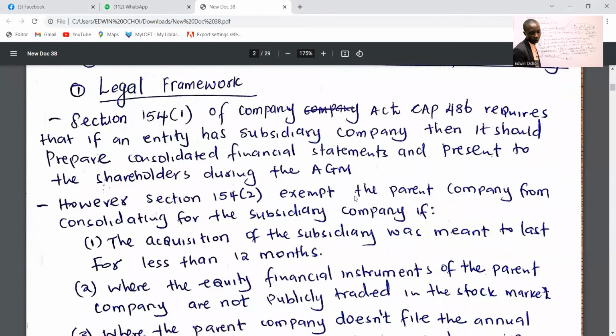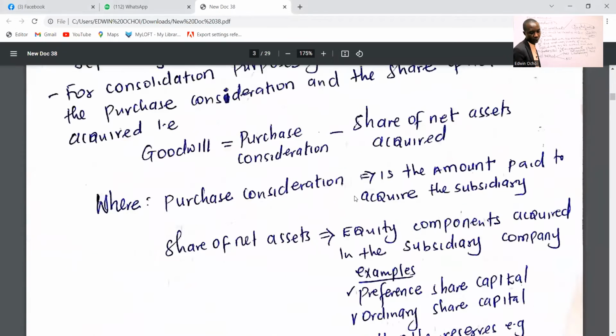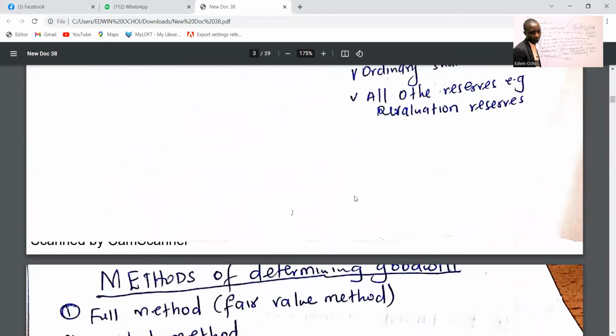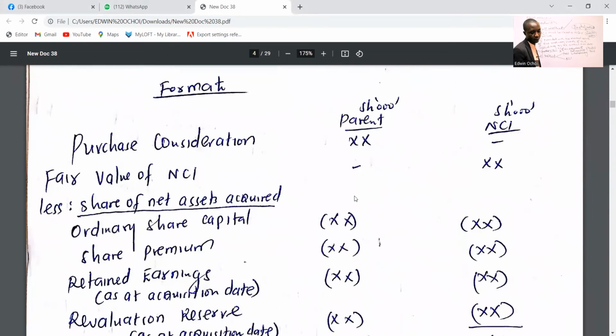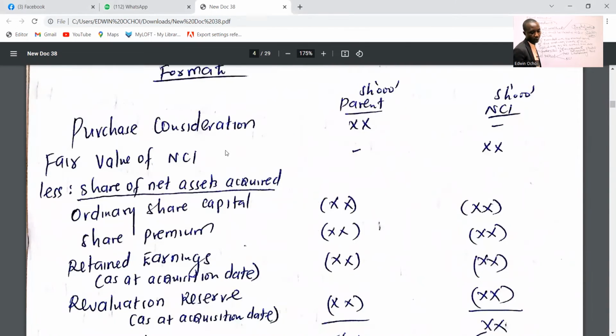So we have covered that one. You can see right now that when you're using the full method, this is what the format looks like. Remember that we said it's purchase consideration minus share of net assets. But for you to use the full method, the fair value of the NCI must be present, so that we have the first column for the parent and the second column for the non-controlling interest.